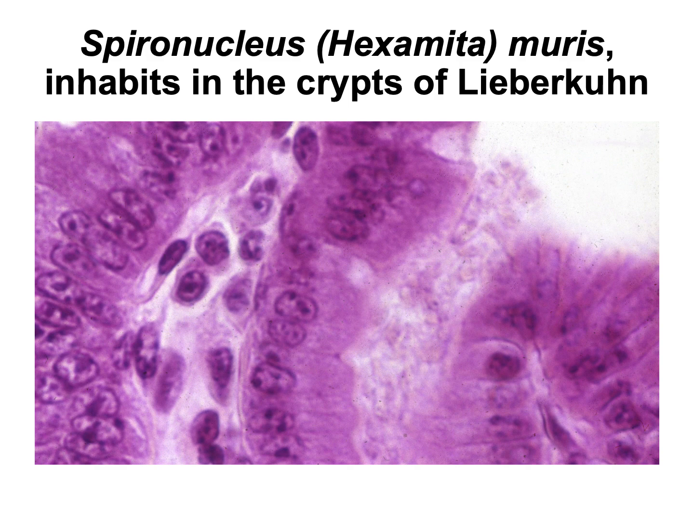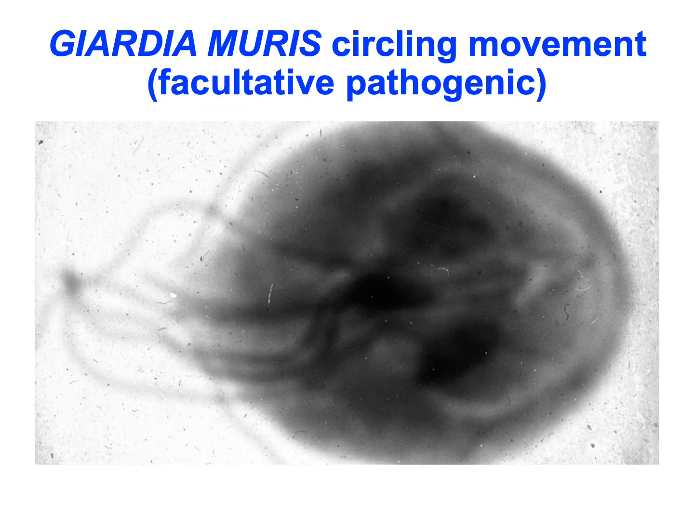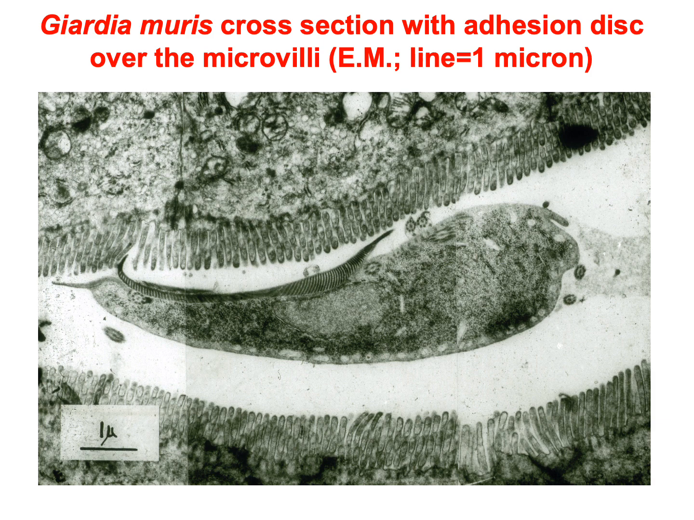We have to mention also Giardia muris, which has a circling movement. This is also a facultatively pathogenic parasite, protozoa. Here you see Giardia muris in cross-section with the adhesion disc over the microvilli, and I showed this picture during the lecture on chronic stress, because of course they are not strongly pathogenic, but the presence of a great number of Giardia and others like them can cause a bad feeling.